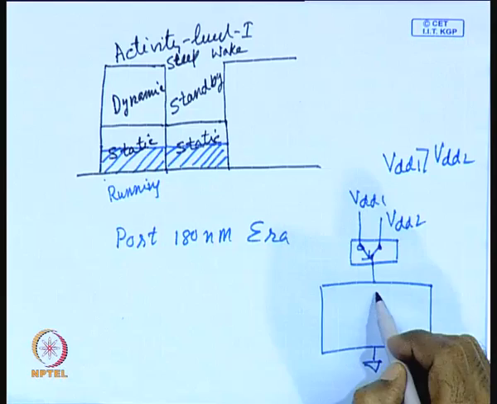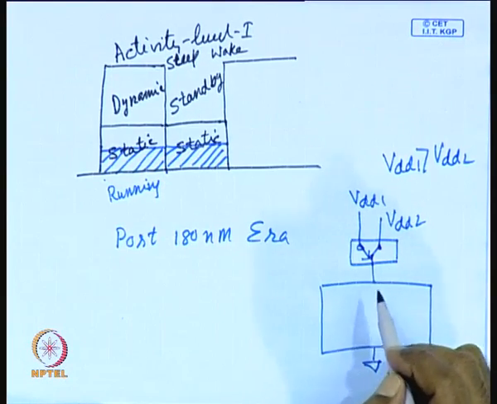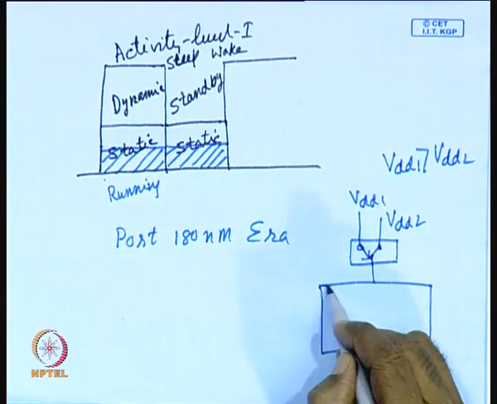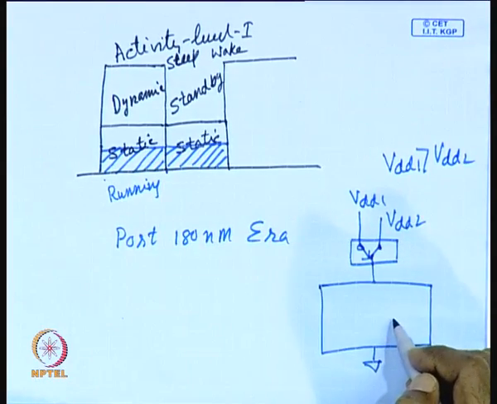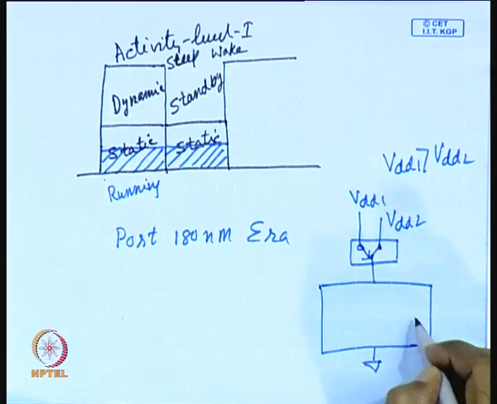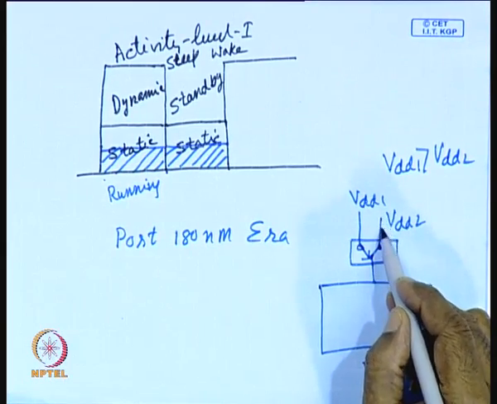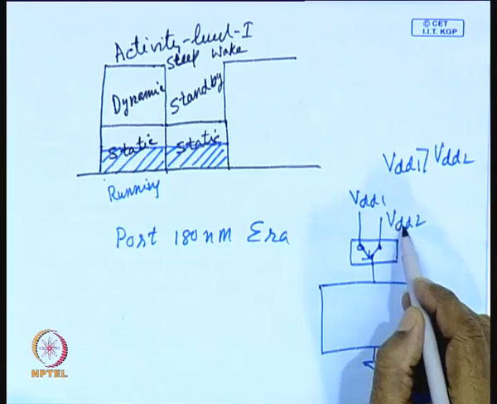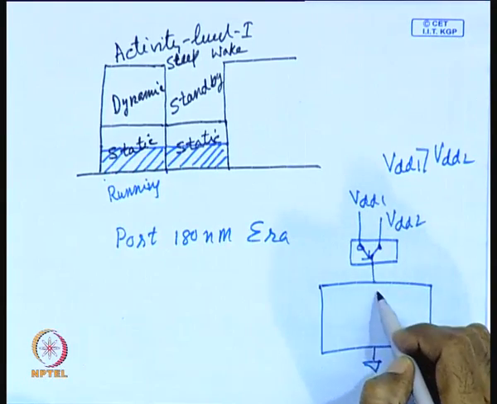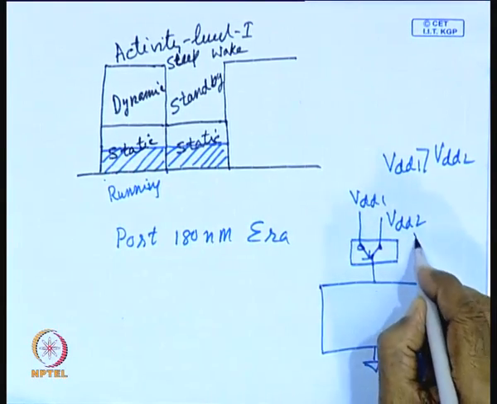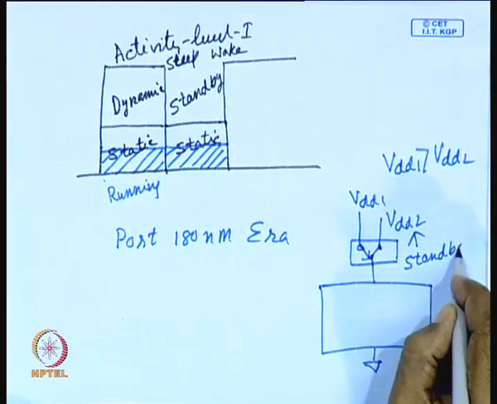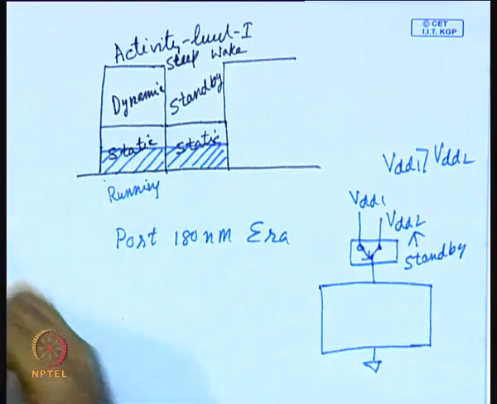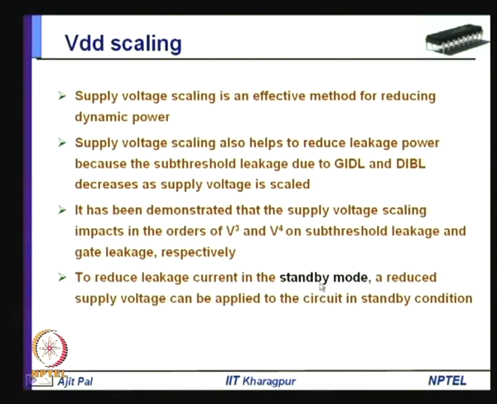But when the circuit is in standby, that means you have already done clock gating and applied other techniques, so that there is no dynamic power dissipation. At that time, to reduce leakage power, what can you do? You can reduce the supply voltage. You can apply a lower supply voltage when the circuit is in the standby condition. So, this will effectively reduce the leakage power in the standby condition.